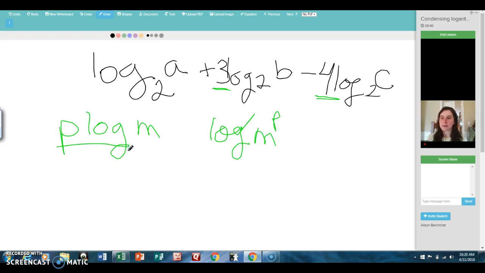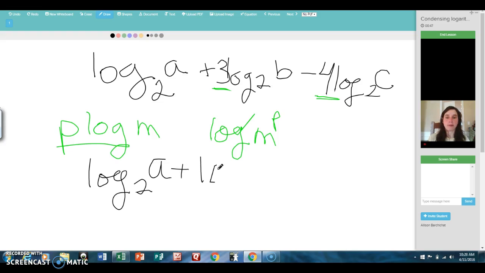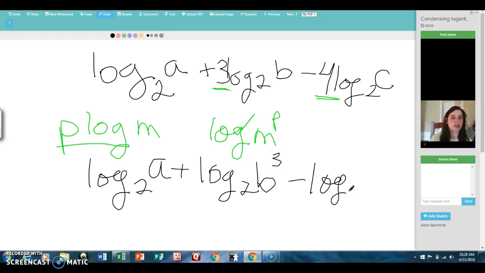So the first term is going to stay exactly as it says, log base 2 of a. Then I'm going to make log base 2 of b cubed minus log base 2 of c to the 4th.